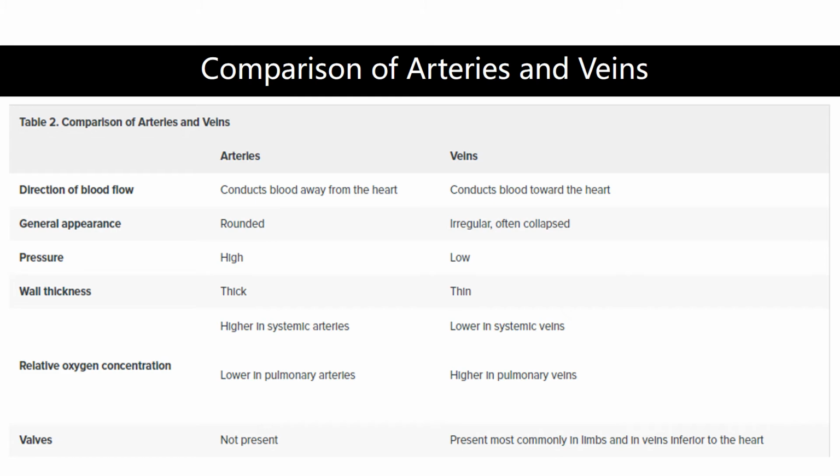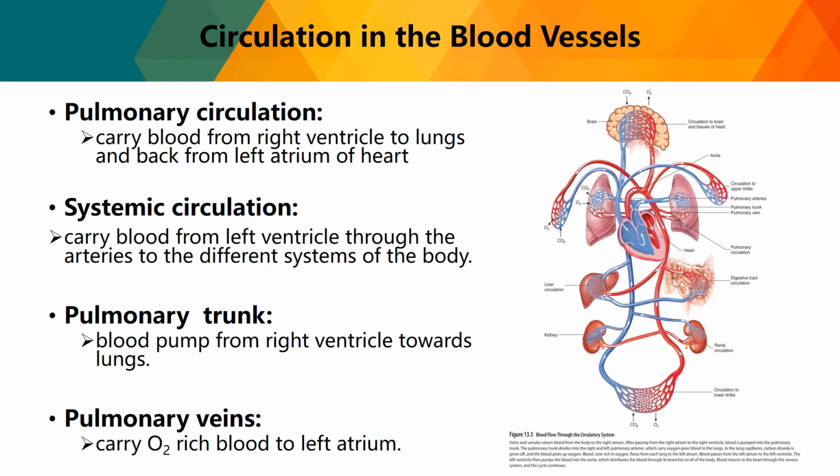Okay? Next, we'll go to circulation in the blood vessels. You have your pulmonary circulation, which carries blood from your right ventricle to the lungs and back to the left atrium of the heart. And you also have your systemic circulation that carries blood from the left ventricle through the arteries to the different systems of the body. Basically, your pulmonary circulation carries deoxygenated blood and your systemic circulation carries oxygenated blood.